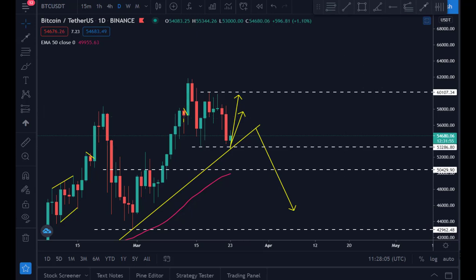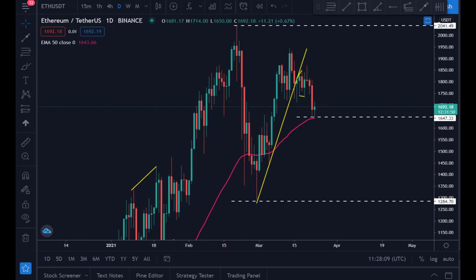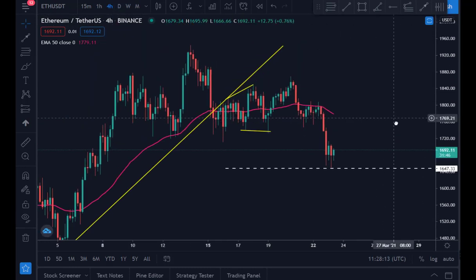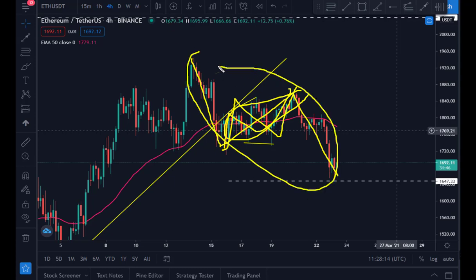All right, so that's just by the way for Bitcoin. So let's go to Ethereum now. You can see in Ethereum, we made it clear yesterday that we are coming down, guys. Look here. We made it clear here that after this correction, we are coming down. So we have A, B, C here. This is a complete structure, guys.